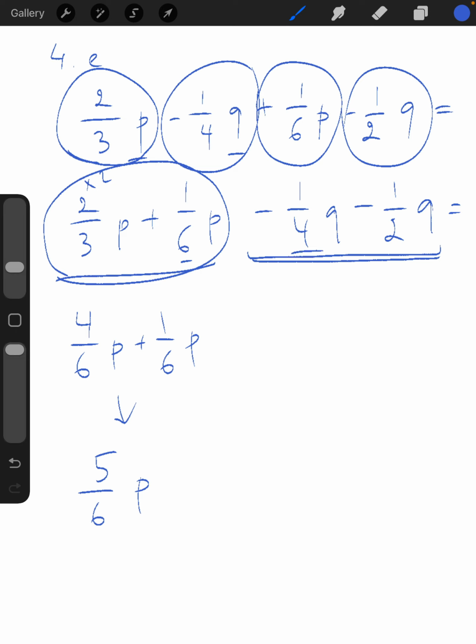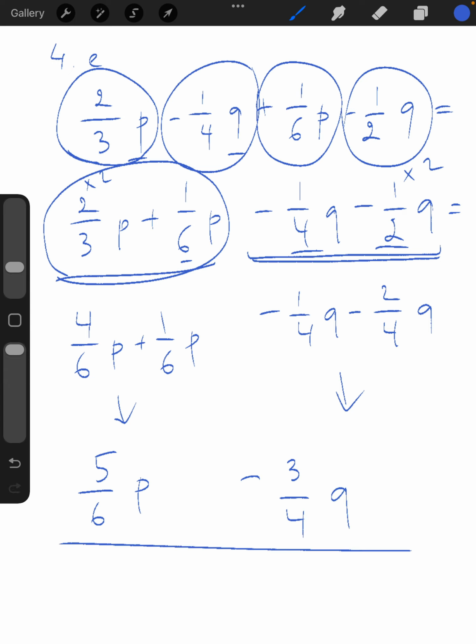Okay, now let's go to the q portion of our expression, and we've got negative quarter q minus half q, so we can easily make 4 a common denominator. So we've got negative quarter q minus 2/4 q, which will equal negative 3/4 q. And there's your answer. This is your answer: 5/6 p minus 3/4 q. And there's absolutely nothing else that you can do in this expression here.